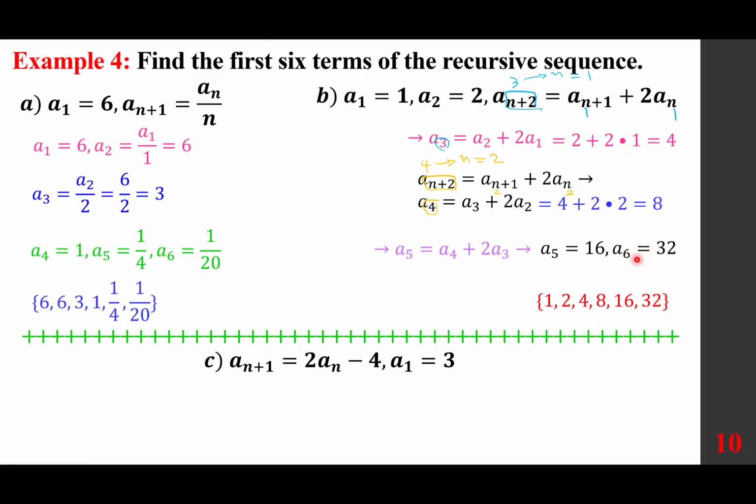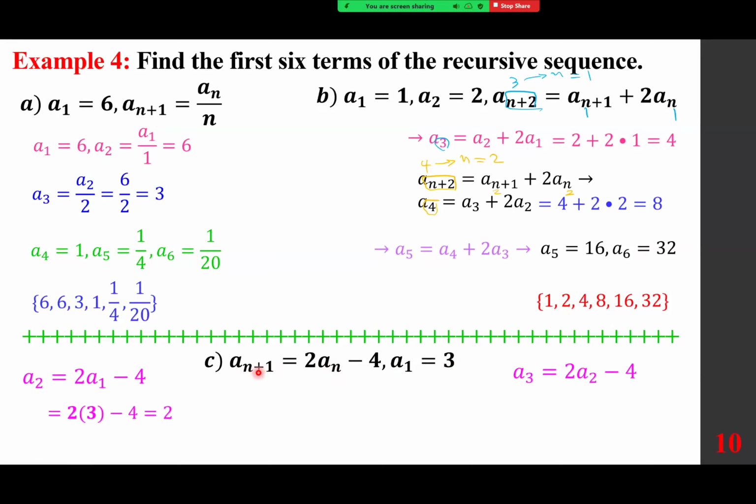All right, a sub n plus 1 is 2 a sub n minus 4, a sub 1 is 3. So if I want a sub 2, I want 2 times the previous one, 2 times a sub 1 minus 4. So I want 2 times 3 minus 4, which makes it 2. So I want a sub 3. If this is 3, this is 2: 2 a sub 2 minus 4.